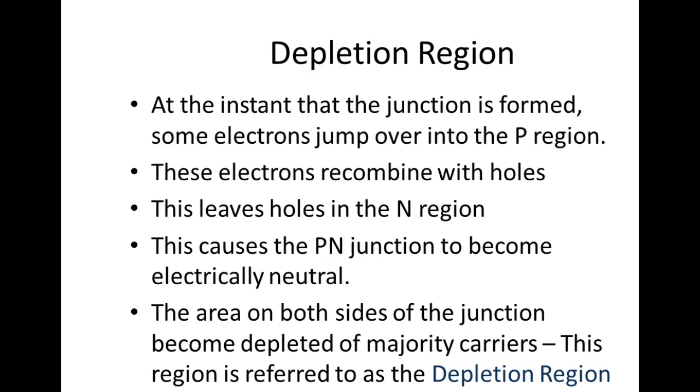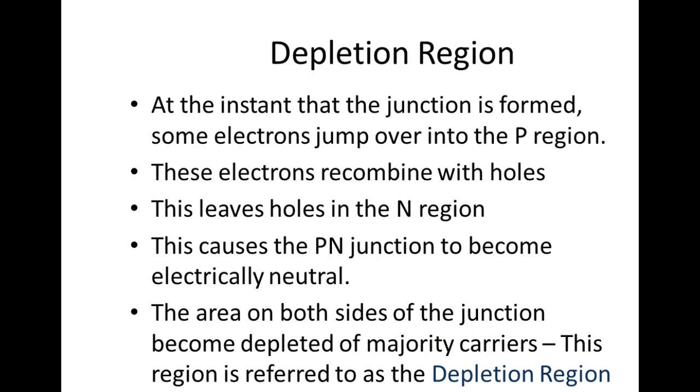At the instant the junction is formed, some electrons jump over into the P region. The electrons recombine with holes. This leaves holes in the N region. This causes the P-N junction to become electrically neutral. Not the junction, the depletion region is neutral. It doesn't have any charge. It's on the outside there that builds up that barrier voltage, right? You understand? The area on both sides of the junction becomes depleted of majority carriers. This region is referred to as the depletion region.